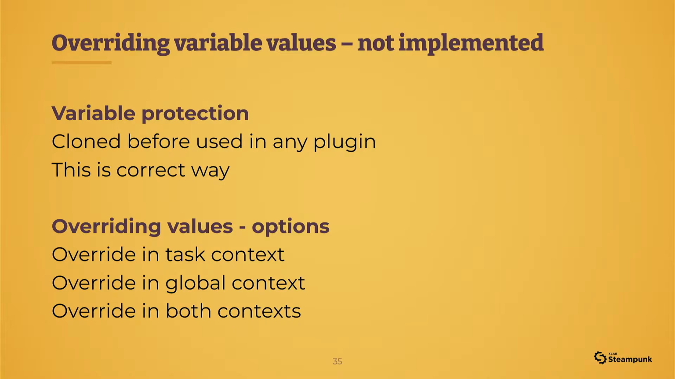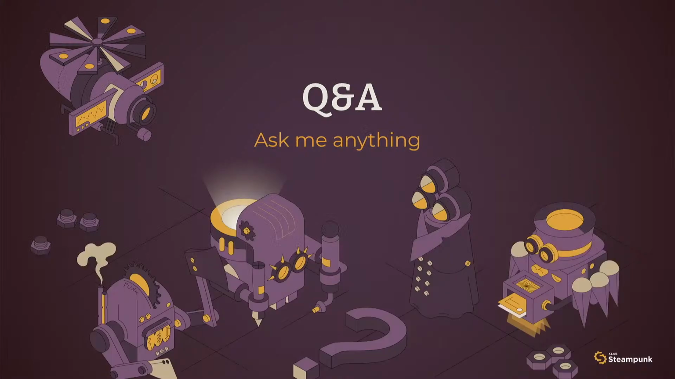But on the next task, the old value will be used. If you do it in the global context, it will be used for all the next tasks, but it won't be used for your execution. And the last item is you can change in both of them, but again, it's not a nice option. I don't agree with any of those. It just doesn't feel right.